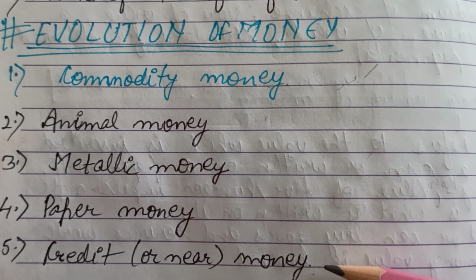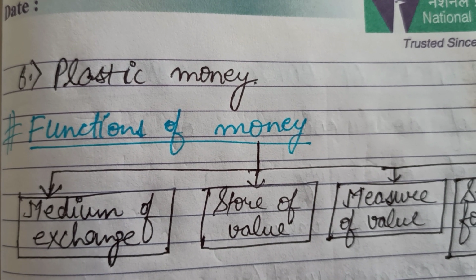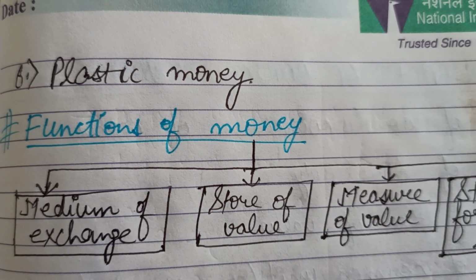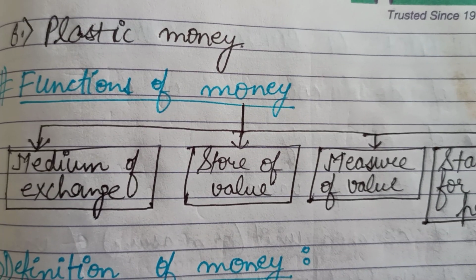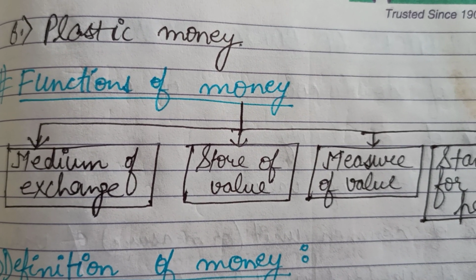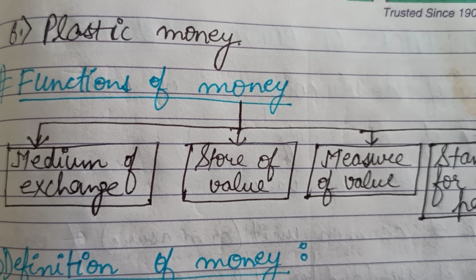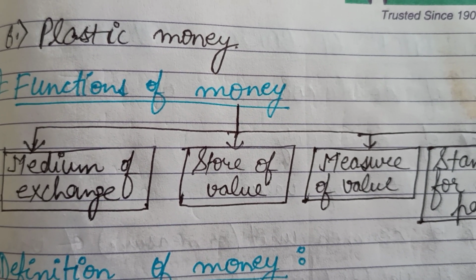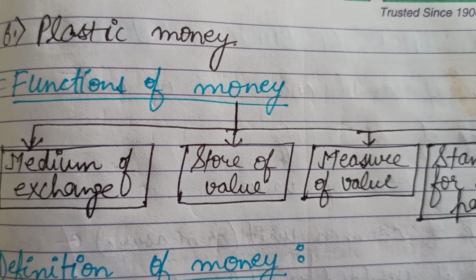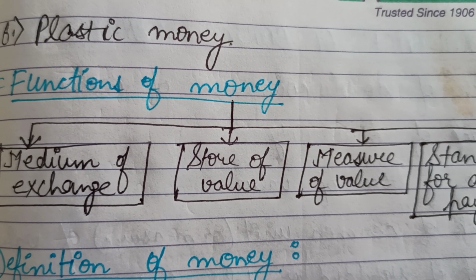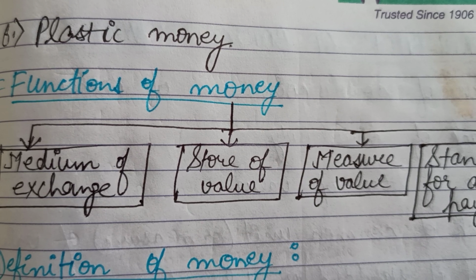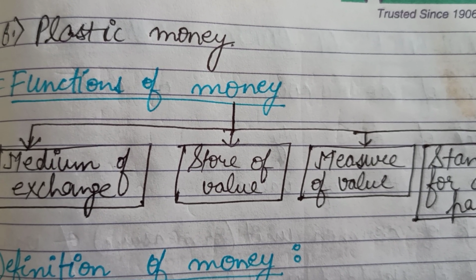It is being used by people very much. And the last one is plastic money. Basically, it is the most modern form of money in which cash cards are used, which include debit cards and credit cards. Along with that, e-money has also been introduced, which is the form of electronic transfer of money, done through debit entries or credit entries in the bank account.